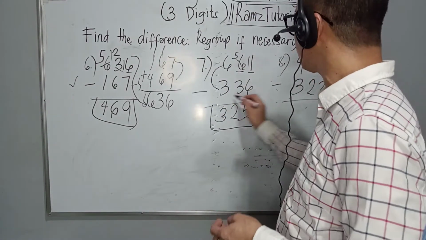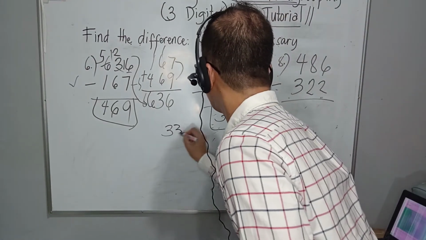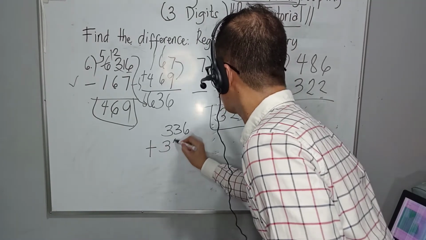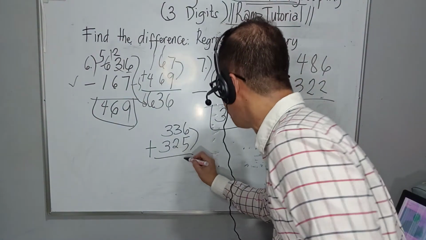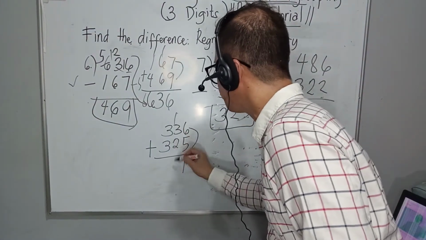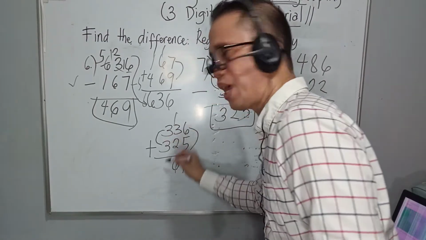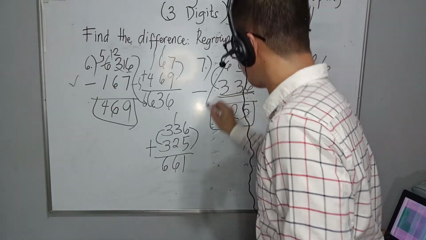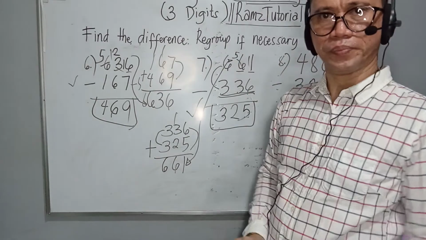Same procedure, guys. Write the subtrahend here, 336 plus 325. You add this one, guys. 6 and 5. Regroup. So 1 plus 3 plus 2, so we have here 6. Then 3 plus 3, guys. So we have 661, guys. This will be correct.